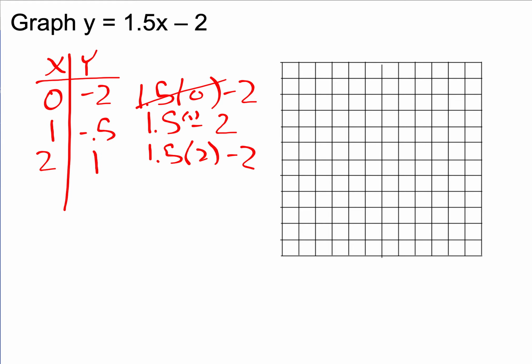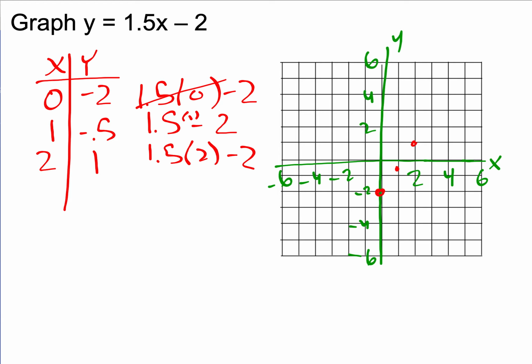Let's plot these points and see what that gives us. We need an x-axis. We need a y-axis. Let's just go ahead and throw some numbers on there. I'll just go 2, 4, and 6, negative 2, negative 4, negative 6. Okay. At 0, it's at negative 2. At 1, it's negative a half.